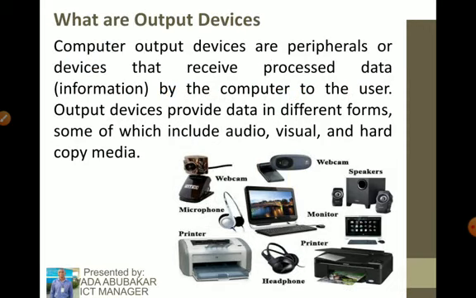Output devices are peripherals, that is, the part of the computer that receives the processed data, in other words information, and displays it to the user. Output devices provide data in different forms. Examples include the audio, the visual, and the hard copy media, that is the information on paper. The picture you see here shows the different output devices that we have.